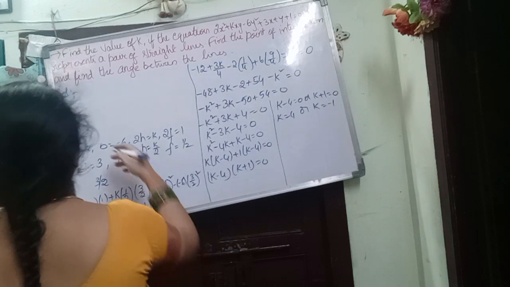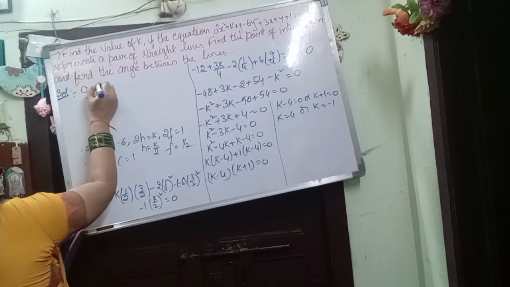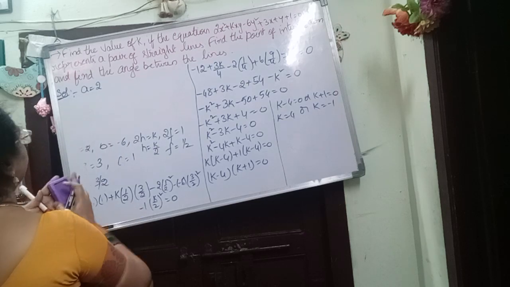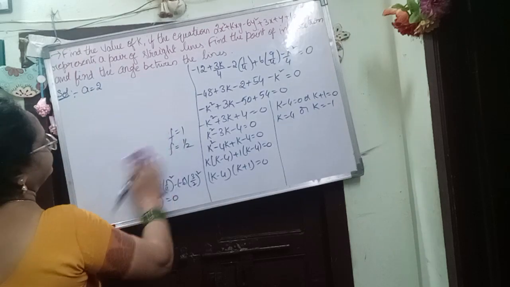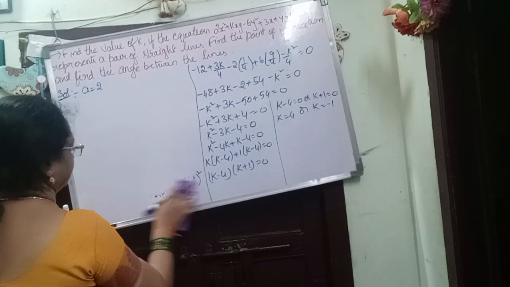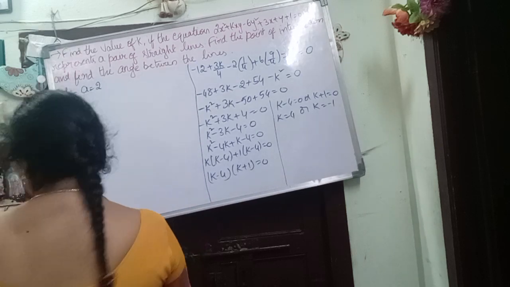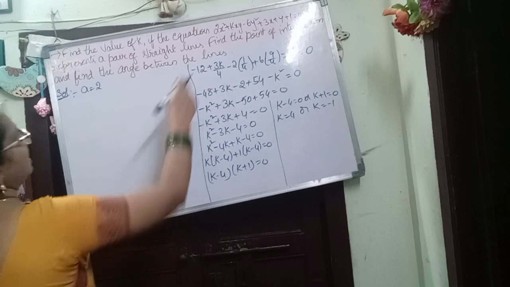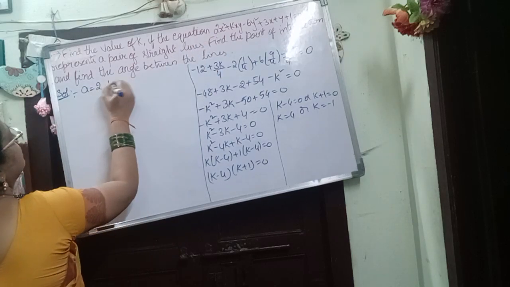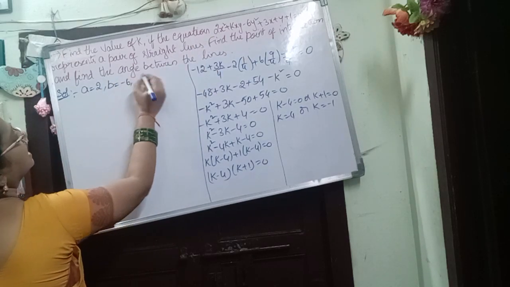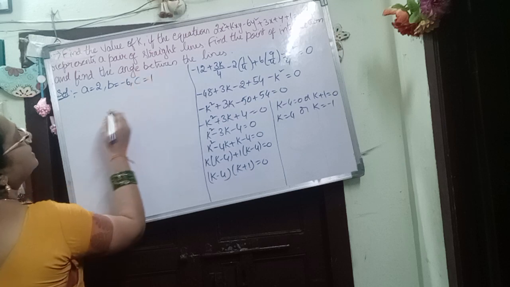First let me write this all upwards. A equals 2. Okay, now we can write from the equation in the question. A equals 2, B equals minus 6, C equals 1.